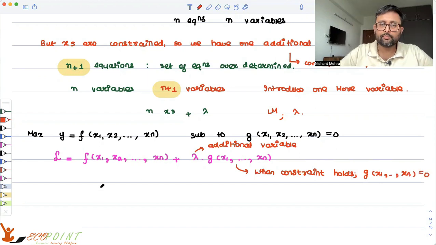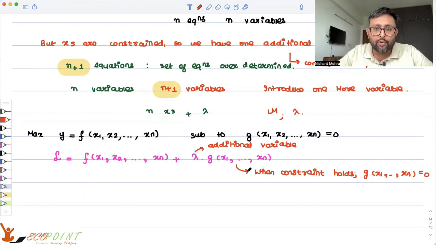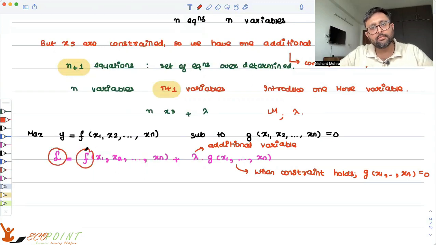Equals to 0. If the constraint is holding, because we are saying that this constraint is going to hold at g, you have to maximize this subject to this constraint. So beta, if this is 0, then whether you maximize L or you maximize F, that means one and the same thing. This is 0. So whether you maximize L or you maximize F, that is one and the same thing.